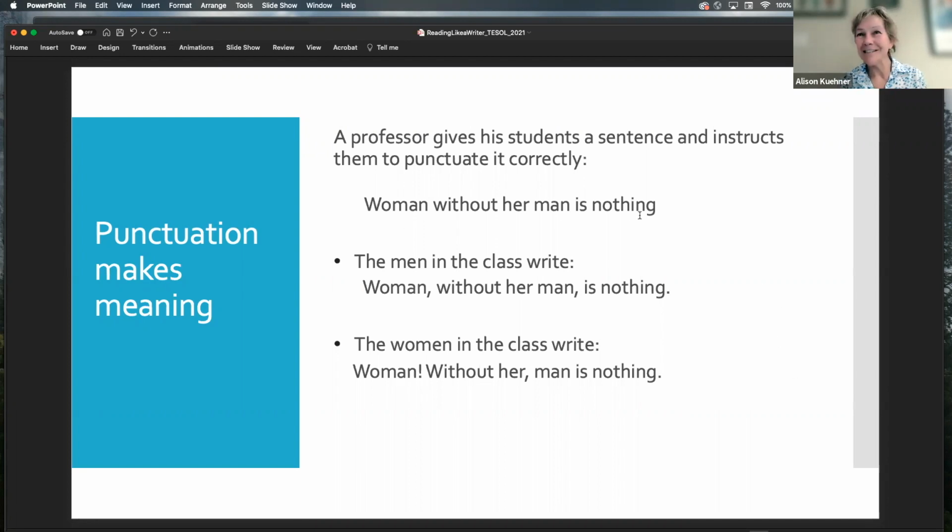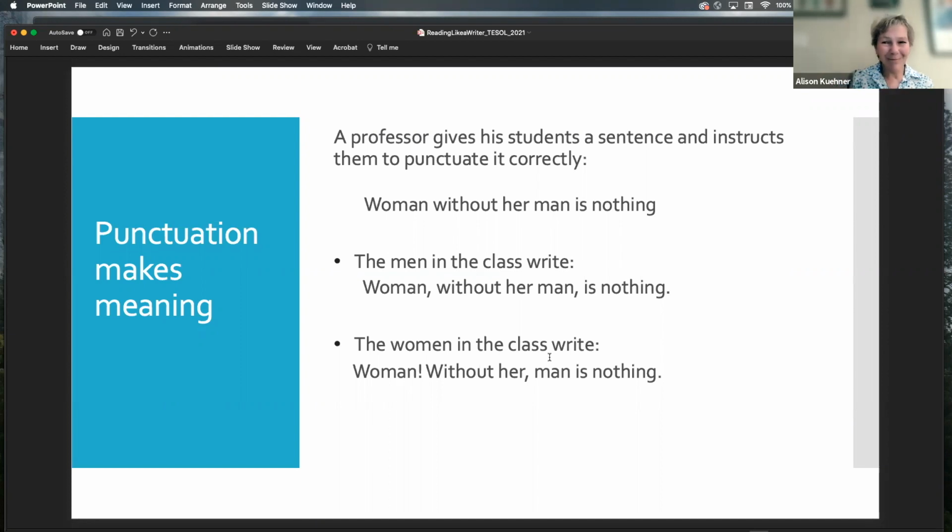You might have seen this. The line is that a professor gives the students a sentence and tells them to punctuate it. There's no punctuation there. And then the men write, "Woman, without her man, is nothing," which basically says woman is nothing unless she has a man. But then the women write, "Woman: without her, man is nothing," which basically says the complete opposite. So it's just a little bit of a joke there, but basically the punctuation, it's not the words, it's the punctuation that makes those two statements completely opposite.